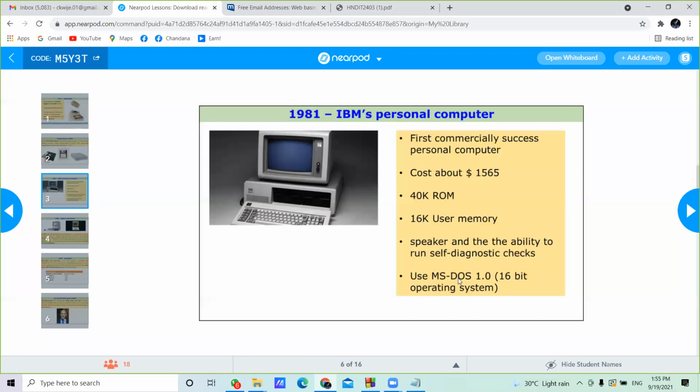Right, earlier I mentioned something about MS-DOS. Here MS means Microsoft, and DOS stands for disk operating system. It was the first version of the DOS operating system, used by this IBM computer. It was a 16-bit operating system. Right, these are the main points you want to remember regarding this IBM personal computer. Now you can write down some short notes regarding this. I will give 1 minute to complete it.